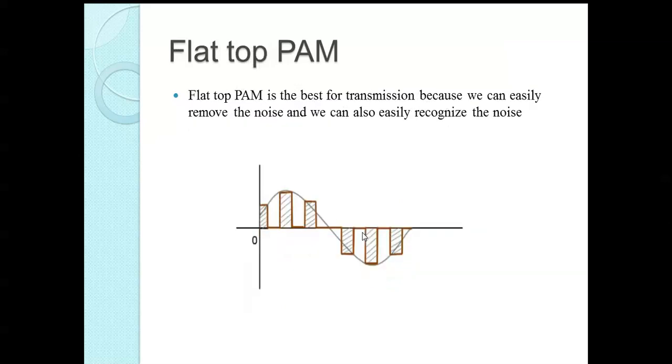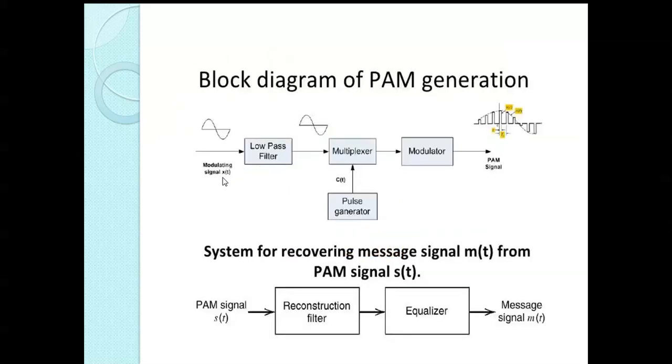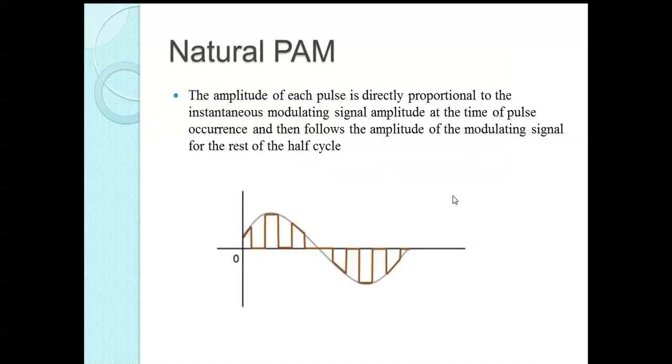Okay, so this can be obtained when I'm using my input signal through a low pass filter, then a pulse generator. This is the train of pulses. When I'm multiplying the two, I'll be getting this type of output. So the amplitude of each pulse is directly proportional to the modulating signal amplitude at the time of pulse occurrence, and it follows the amplitude of the modulating signal. So it continuously follows the input signal, and with the help of these pulses it forms the wave. So this you call a natural PAM.